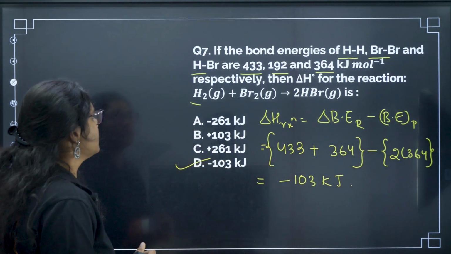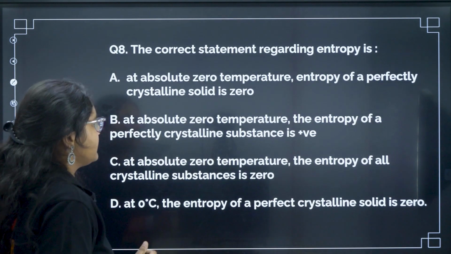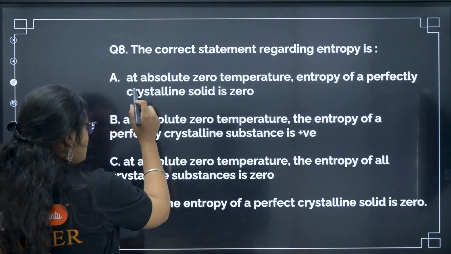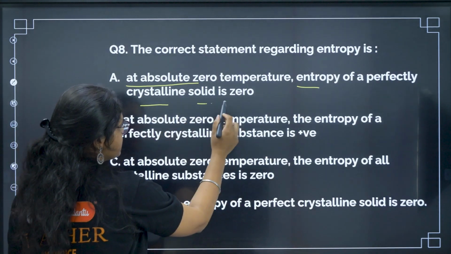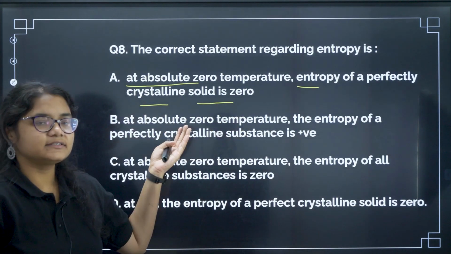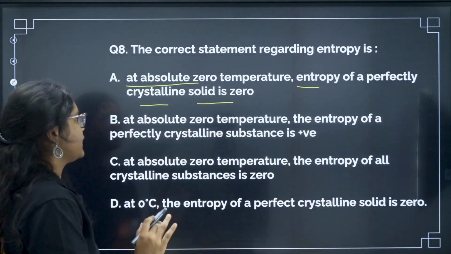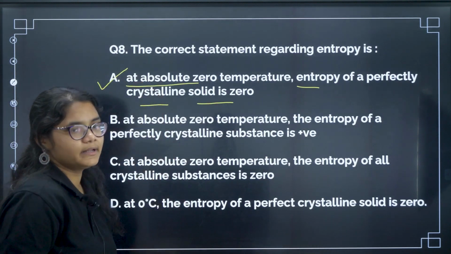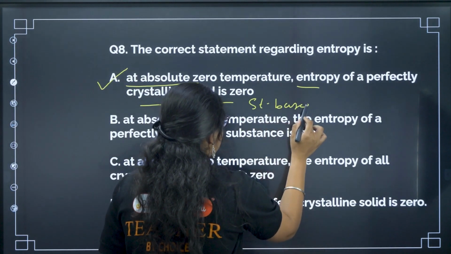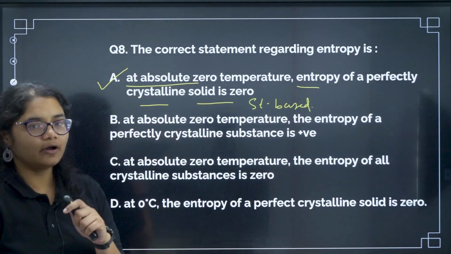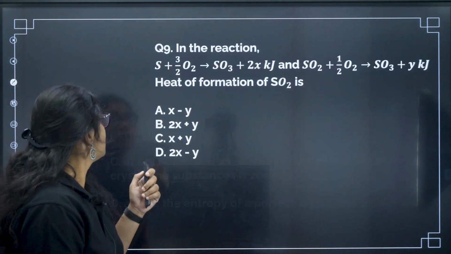Just check it once. Next, the correct statement regarding entropy. At absolute zero temperature, the entropy of a perfectly crystalline solid is 0. This is correct. This is your third law of thermodynamics. So the correct answer for this question is option number A. This is a direct statement based question, so you should know the definitions of the first law, second law and third law of thermodynamics.